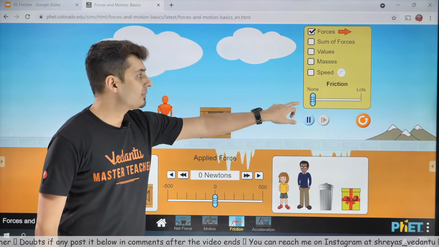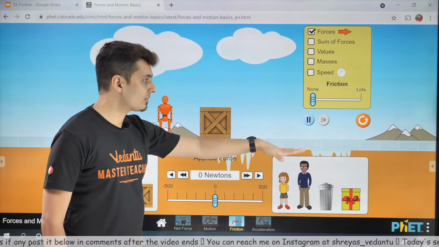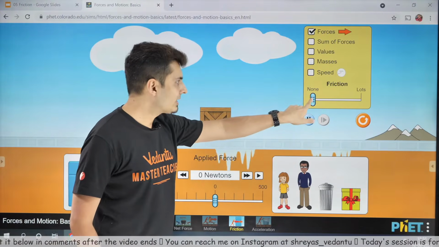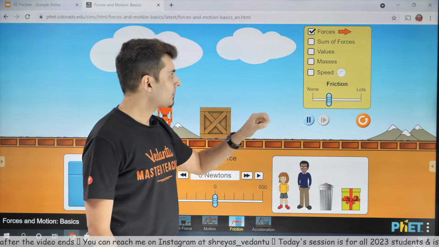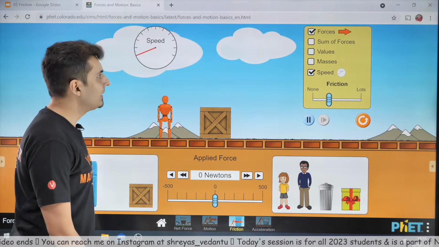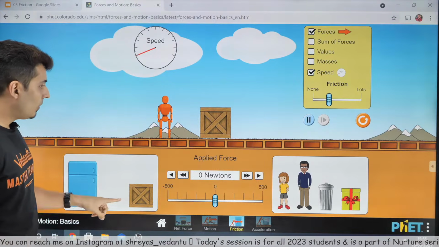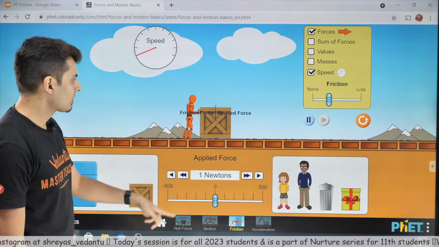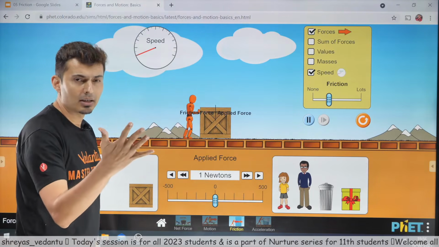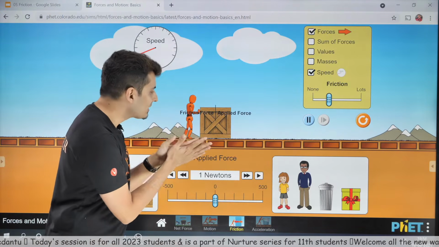Now let's do this with friction. This was zero friction, negligible friction. Now let's add some friction over here and see what happens. Okay, and let's also see the speed. Okay, now if you apply, let's say, 1 Newton force, it's not moving. Why is it not moving? Because the surface is rough.